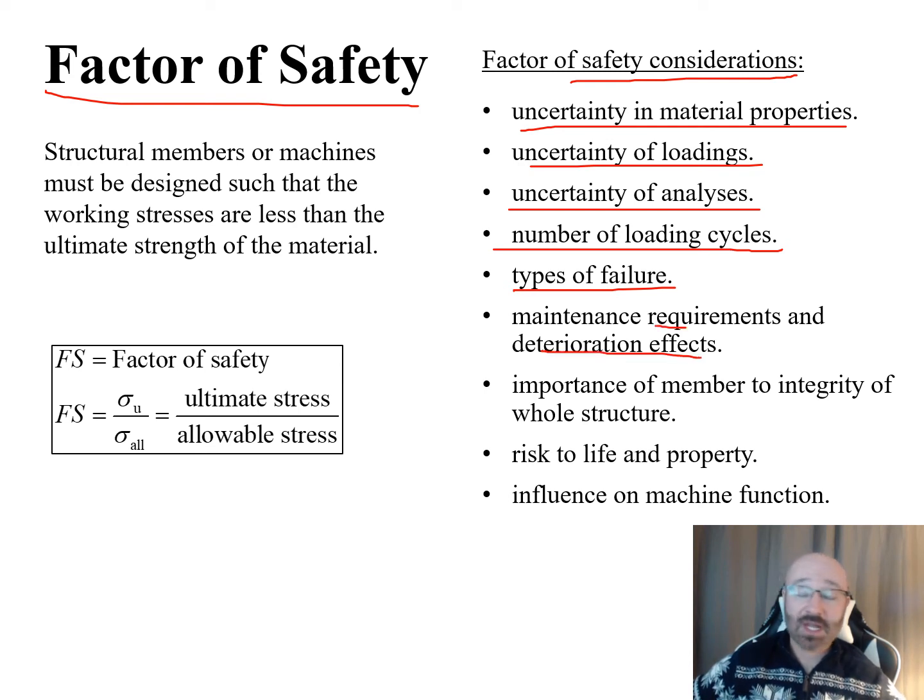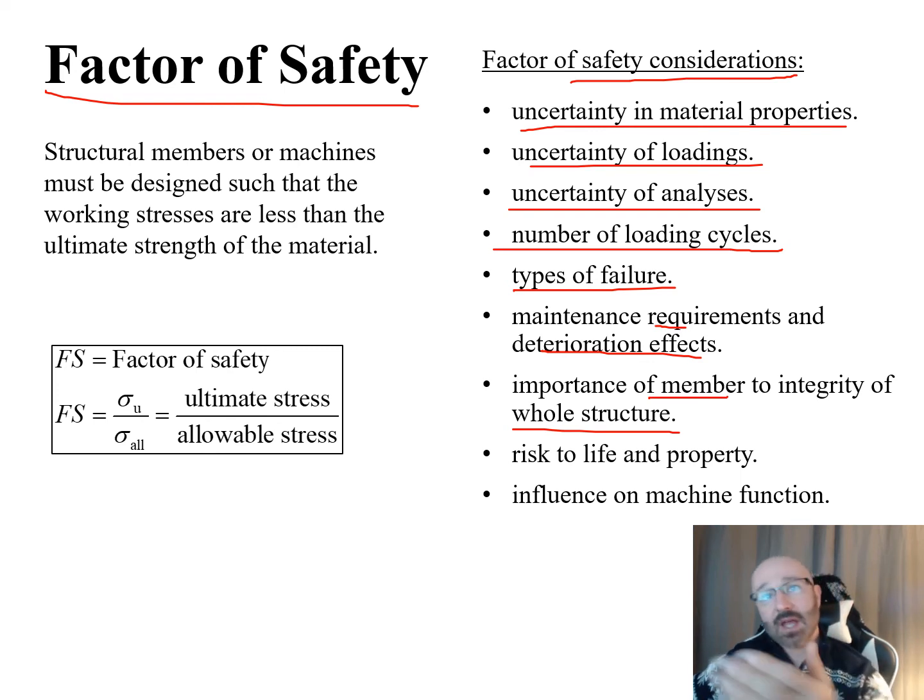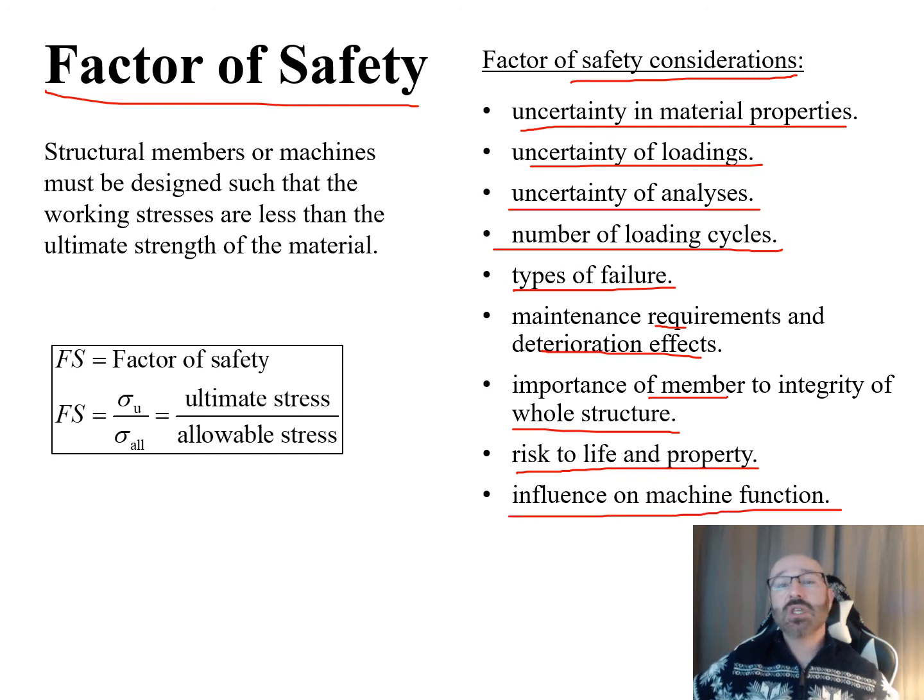If you're going to maintain the system or the machine, those are things that need to be listed out when designing this project or machine. Also consider the importance of member integrity to the whole structure, meaning how individual members tie into the entire structure, the risk of life and property, and the influence of machine function. These are all very basic intro items for factor of safety. Again, this is going to tie into your ME 171 course as we go down the line and start doing more design projects.